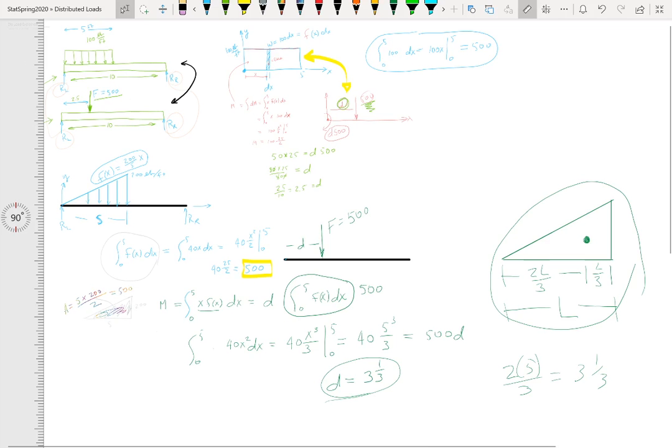You've just found the equivalent load. It's like placing a bunch of bricks on here. You found the equivalent location of that load.